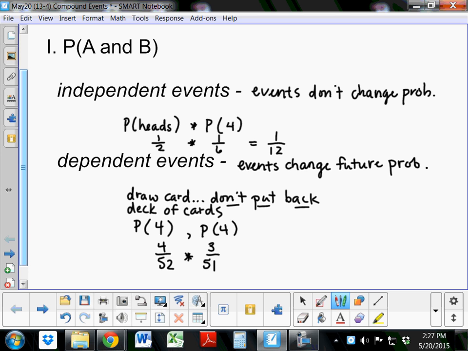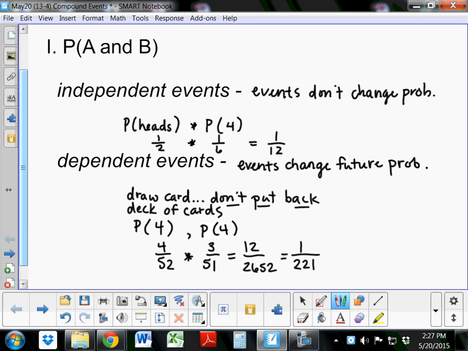I could multiply them together. And I would get 12 out of, I can't do that other one in my head. I'm going to need your help. Sydney's doing it. Wait for her. 2652. Can we reduce that? I know I can because they both end in 2s. 2652 divided by 12. 1 over 221. Thank you.